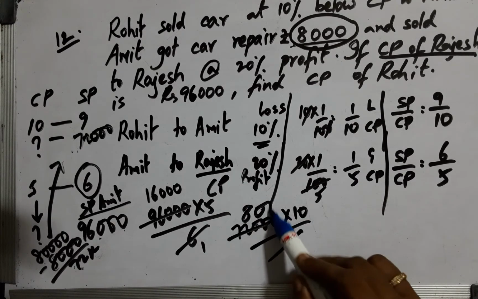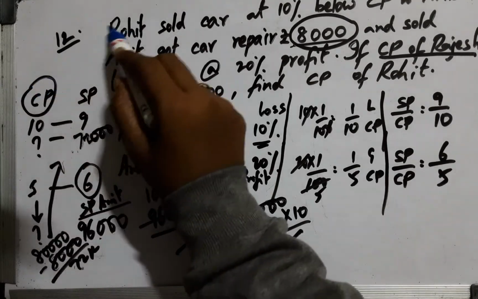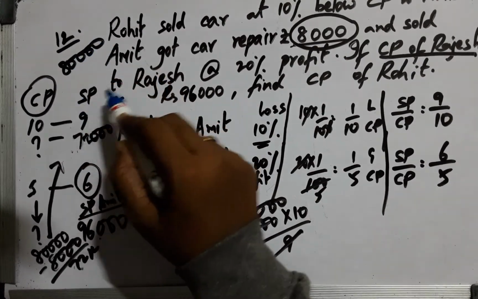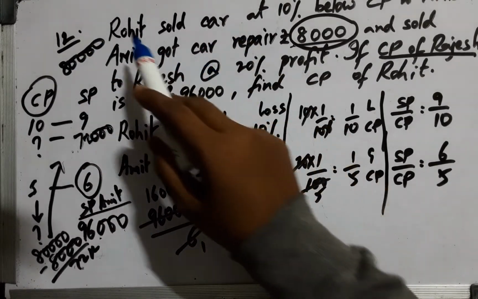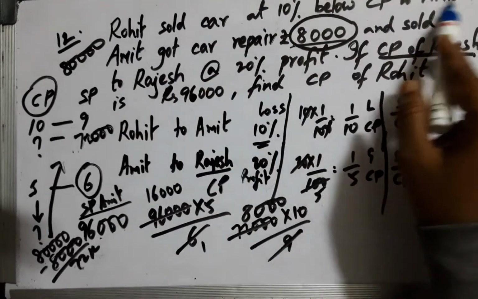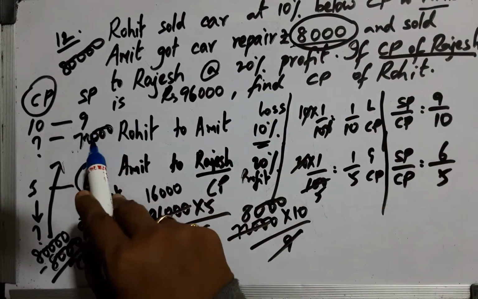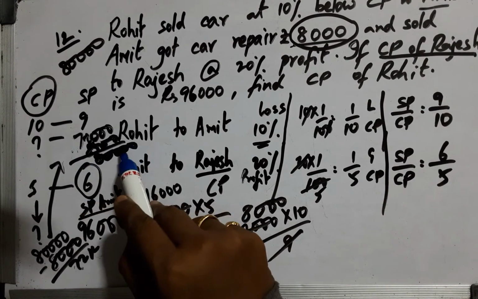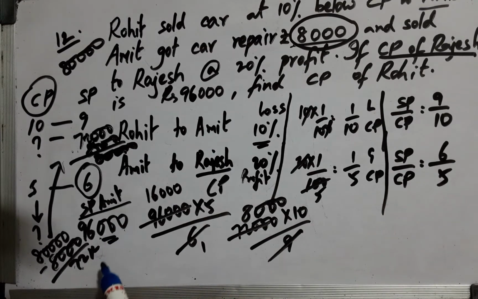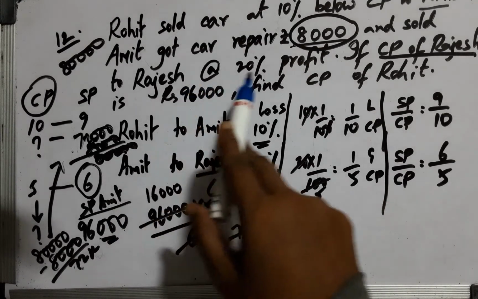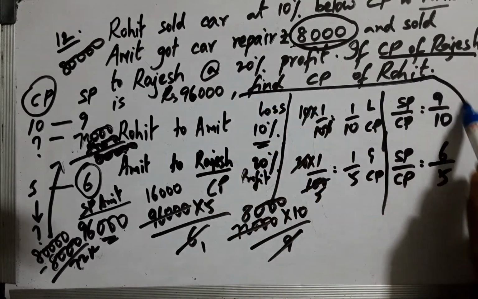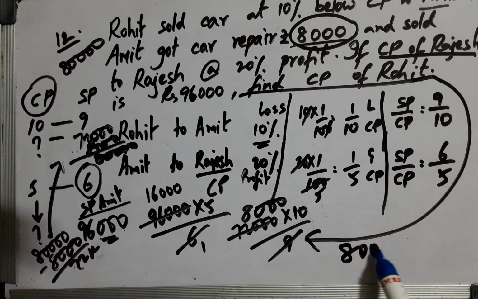So the CP of Rohit has come to 80,000, and he sold at 72,000 to Amit. And Amit, after adding 8,000 towards repairs, now sold the car at 96,000 to Rajesh. This is the fact. Now we have arrived at the CP of Rohit as 80,000. So this is the answer, 80,000 rupees.